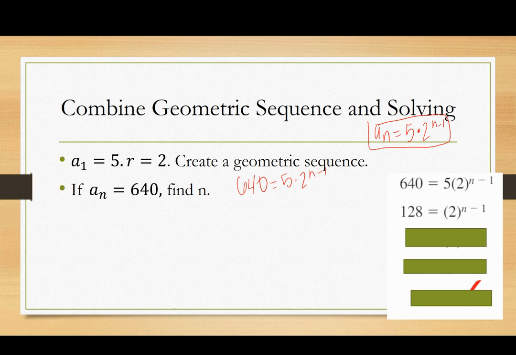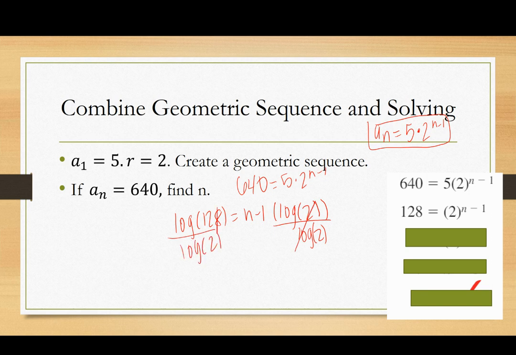But then you're like, what is 128 in terms of 2 to some power? And sometimes that is hard to see. Sometimes it's easy. Sometimes you're like, I just don't know. So what you have to do now is use our logs that we did for exponential growth and decay as well. So I would take the log of 128 and set it equal to n minus 1 log of 2. We have to remember our log rules where our exponent comes out in front. So now we're going to divide by log of 2, and this goes away.